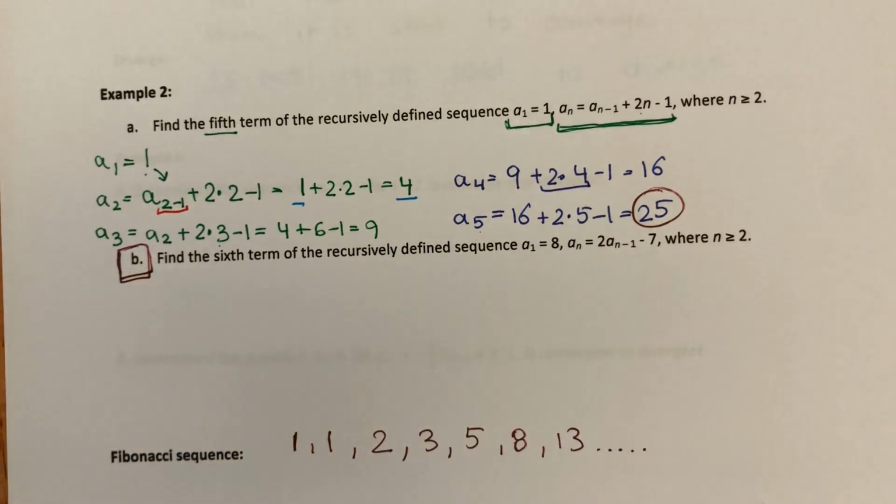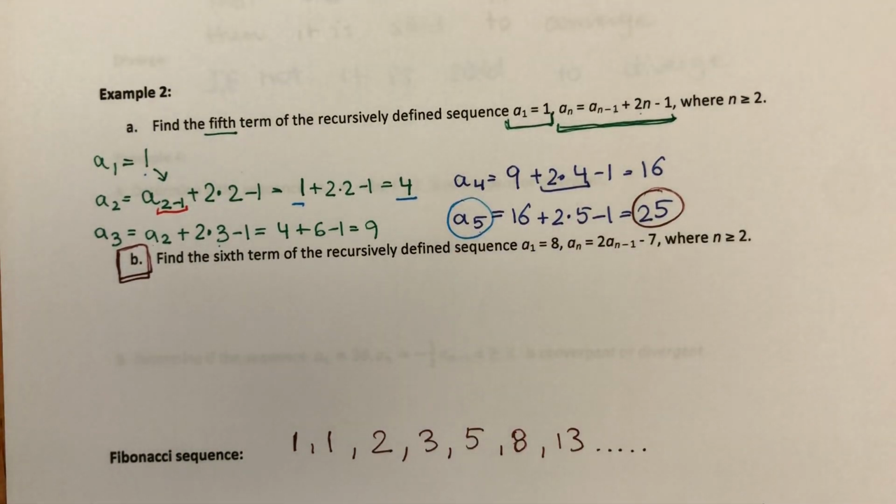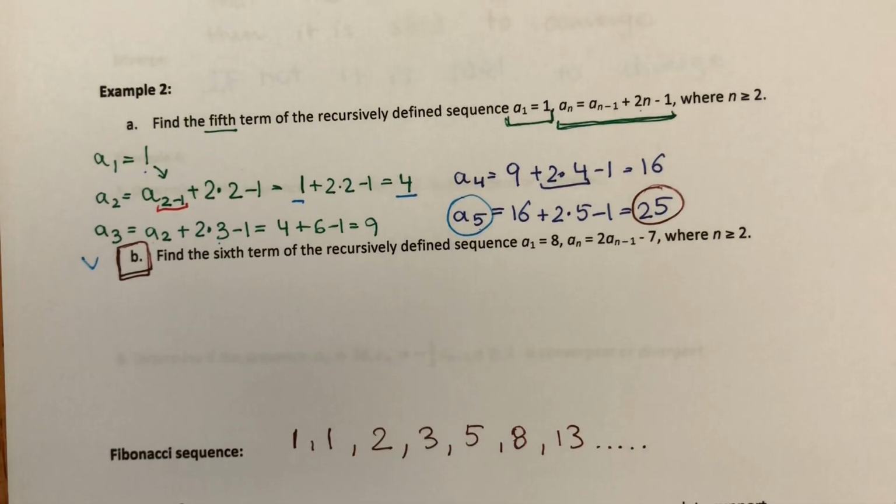By finding the next term each time, you will finally get to the fifth term, and here's our answer. What I want you to do is try the B. That is going to be one of your assignments.